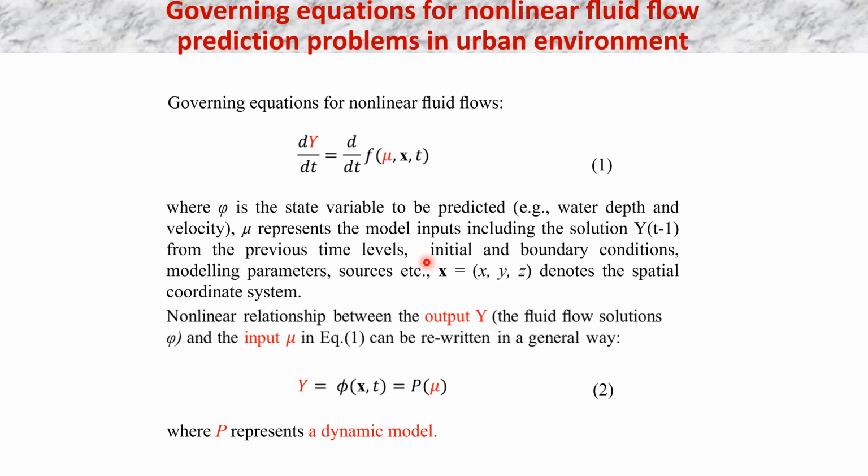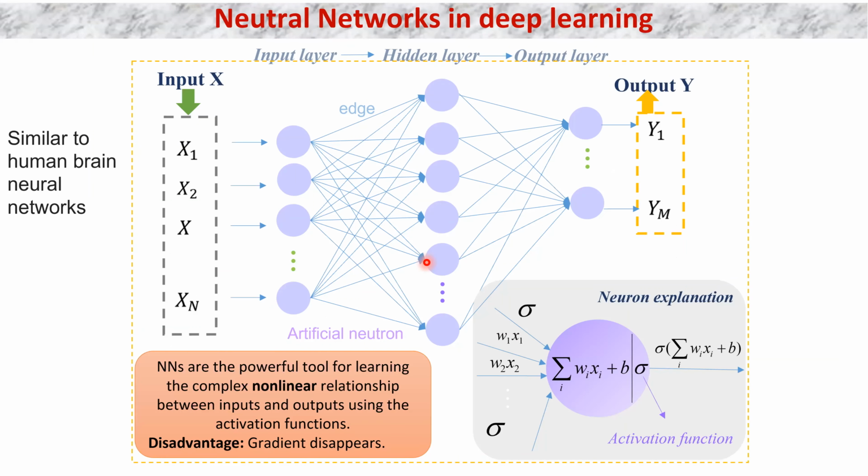So you use this data and use, for example, a neural network, and then the training, and you get your training the machine learning model to explore the relationship between the input and output. So this is a neural network. On the left is the input X, and then the output is the Y.